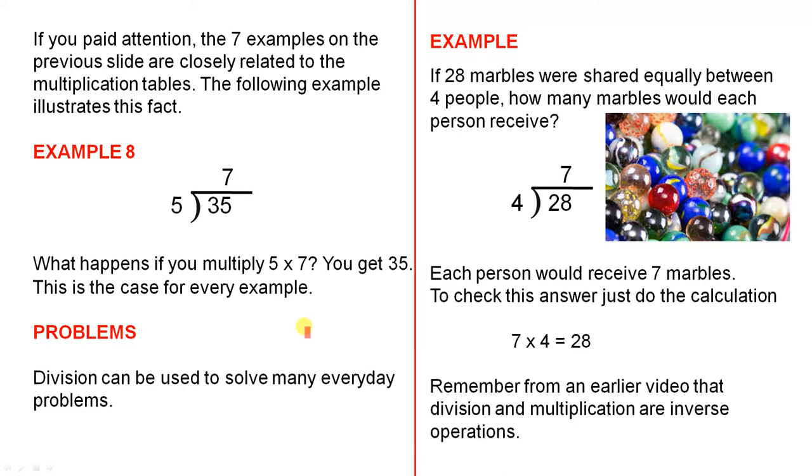Let's do some problems. Division can be used to solve many everyday problems. Here's an example. If 28 marbles were shared equally between 4 people, how many marbles would each person receive? Well, here are your 28. Shared between 4 people, so each person receives 7 marbles. To check this answer, just do the calculation 7 times 4, and that gives you 28. So remember from an earlier video that division and multiplication are inverse operations.